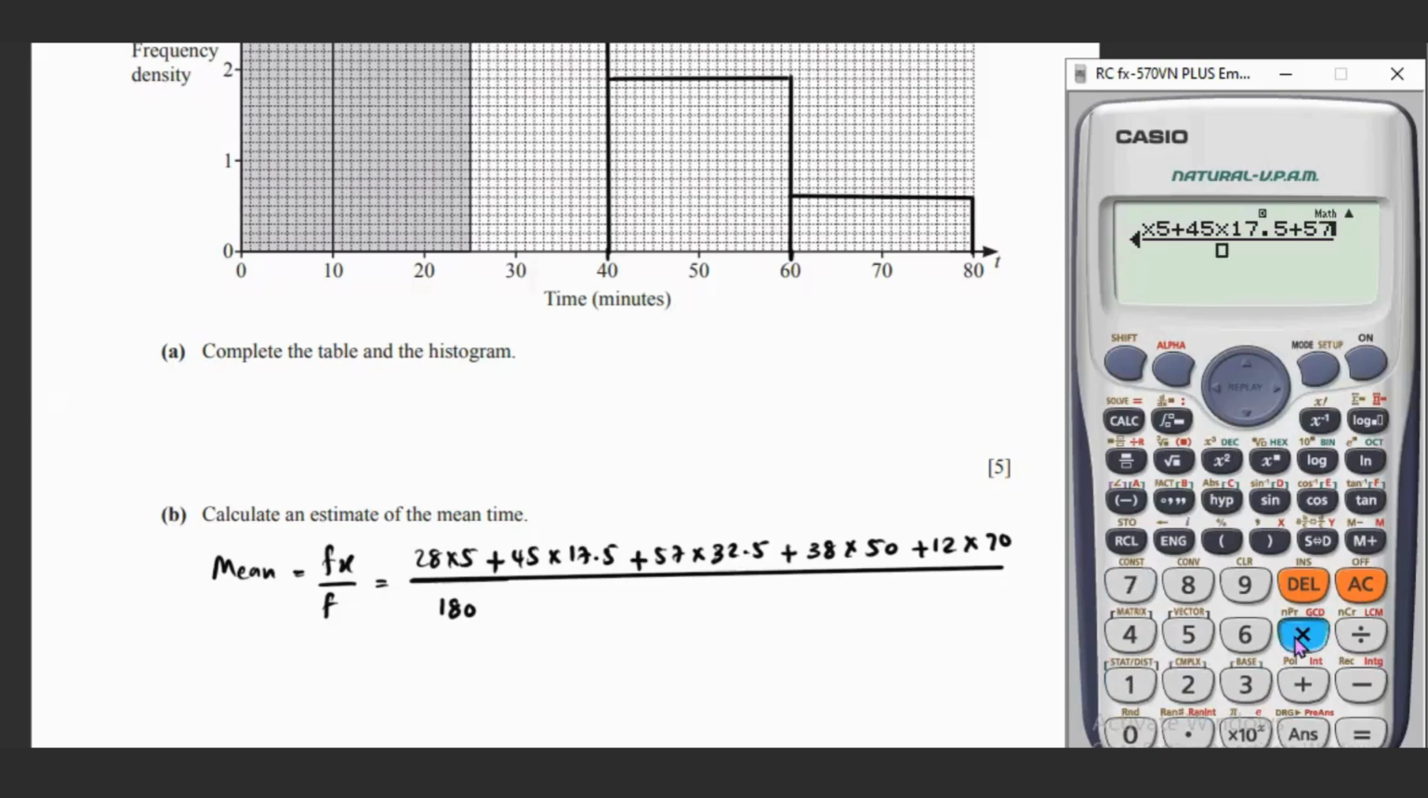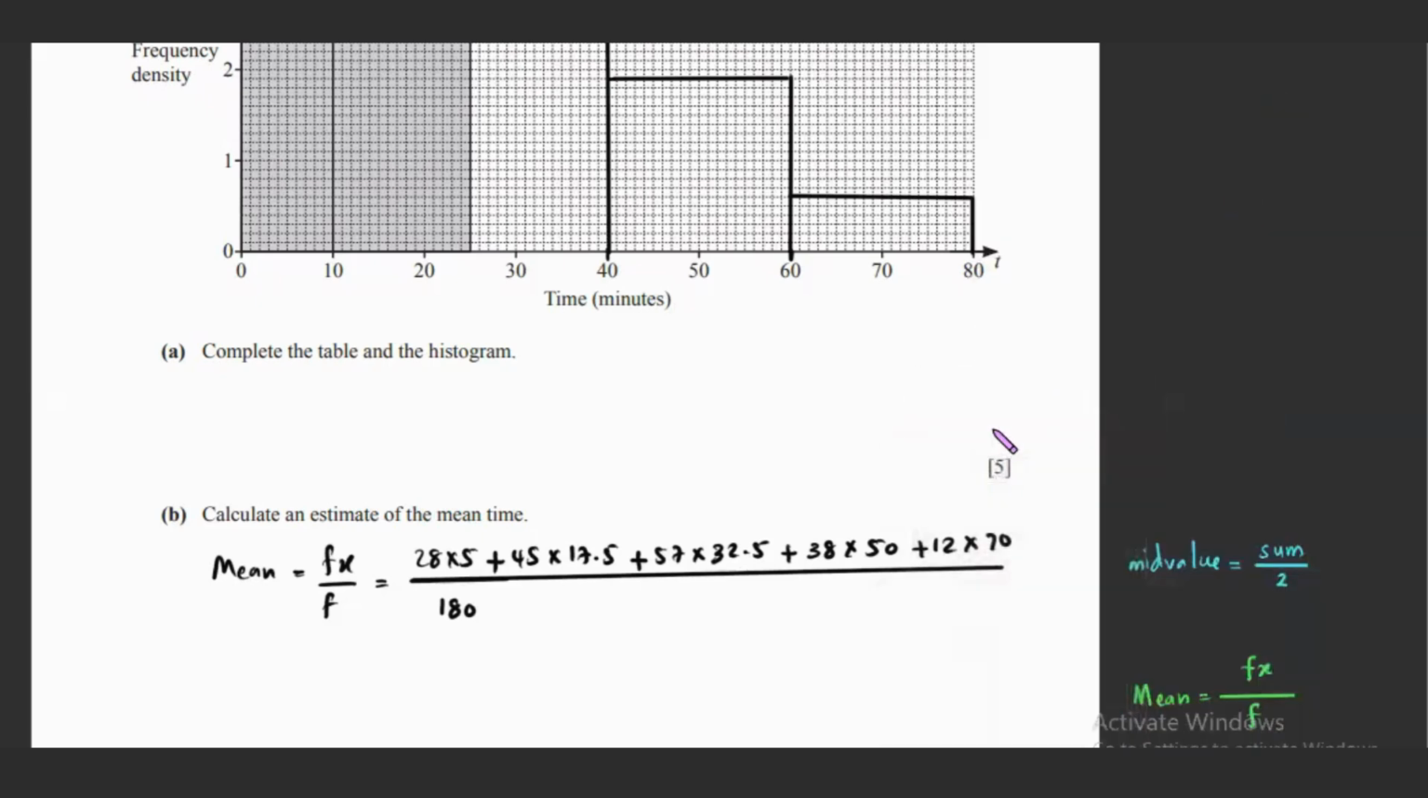Next, we have 57 times 32.5. Next, we have 38 times 50. And then we have 12 times 70. So I need to add them all up and divide it by 180. So this will give us the mean, which is going to be 30.66. So I can write it as 30.67.